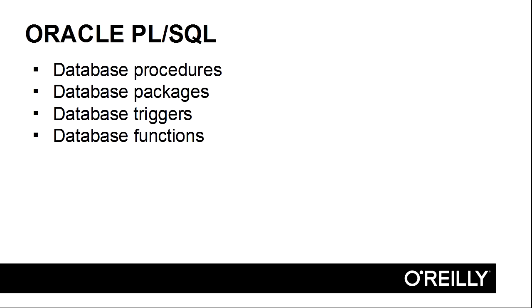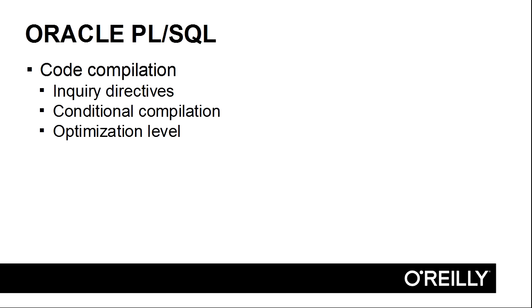Moving on to database packages, including specifications and bodies, with a big discussion of public versus private variables maintained within an Oracle session in a package. We'll talk about database triggers, which fire when you perform database operations such as DML or DDL. And last but not least, we'll talk about database functions and their many varieties, including result cache functions, table functions, pipeline functions, parallel functions, and streaming functions.